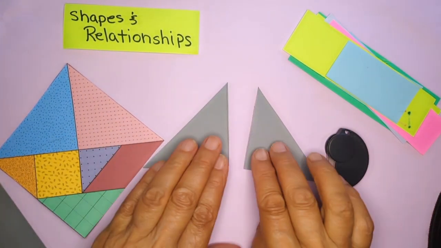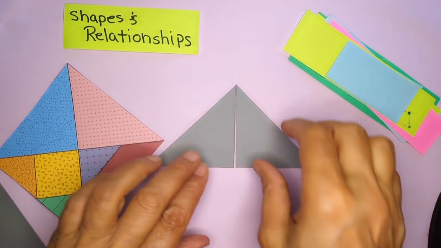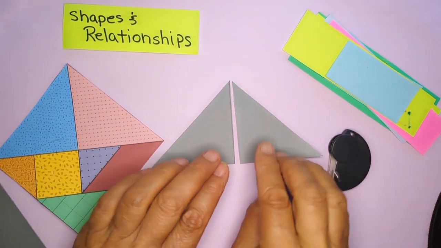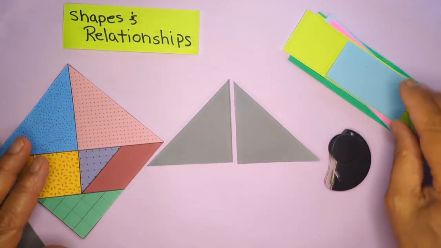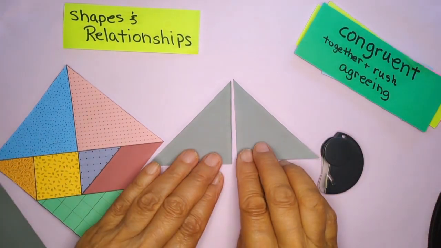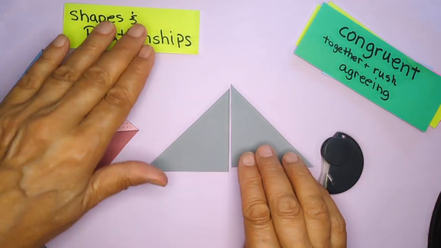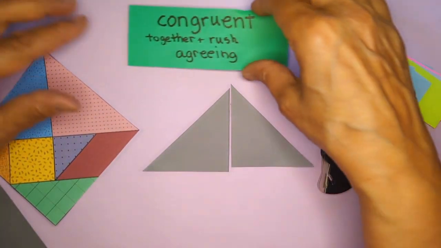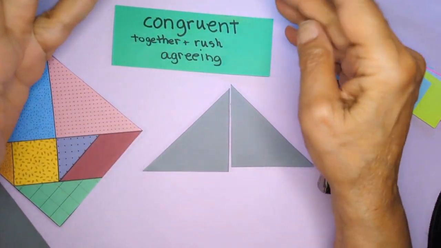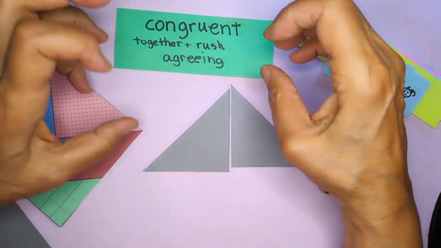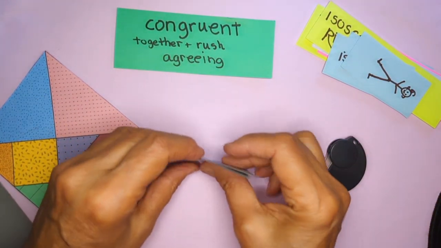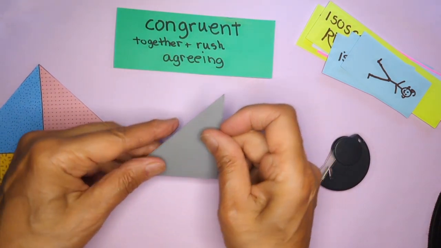A couple of things I wanted you to see about this. First of all, since I folded it in half, there was one right on top of the other. They were exactly the same. These are called congruent shapes. So the con in congruent means together. The ruent means something like rush. So they're sort of rushing to agree with each other. And you can see that they agree with each other exactly.